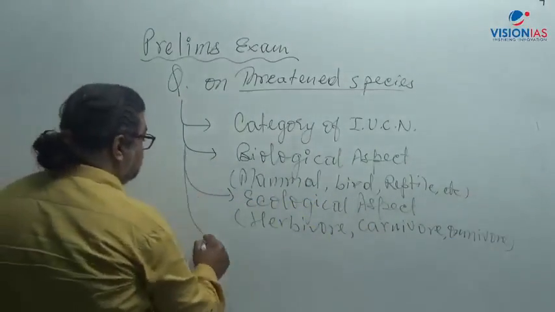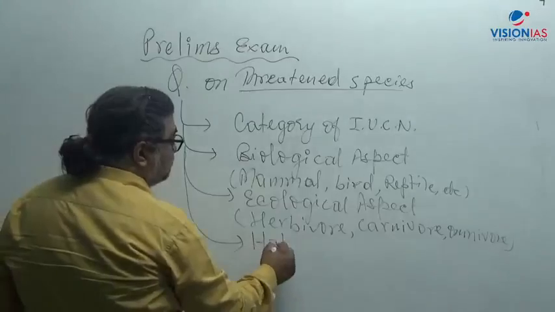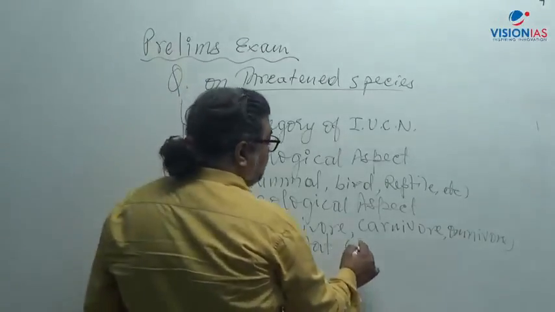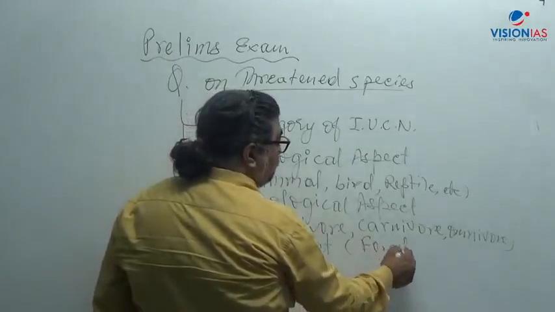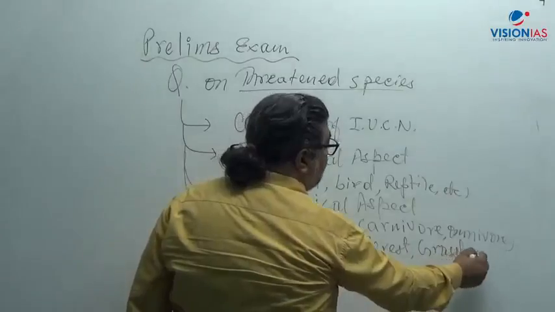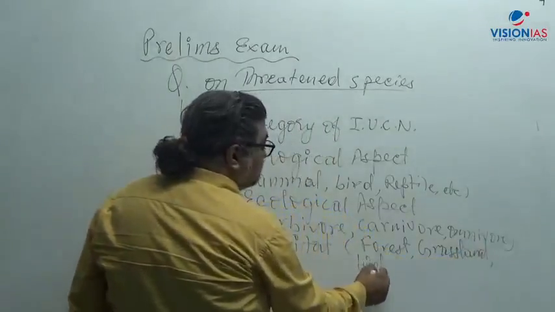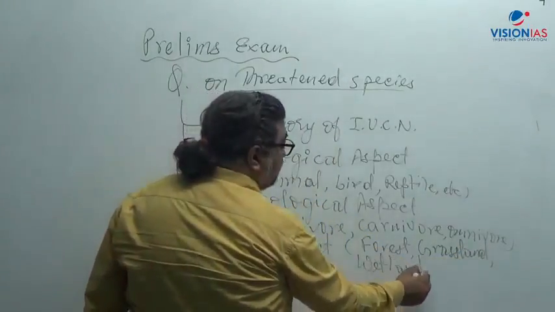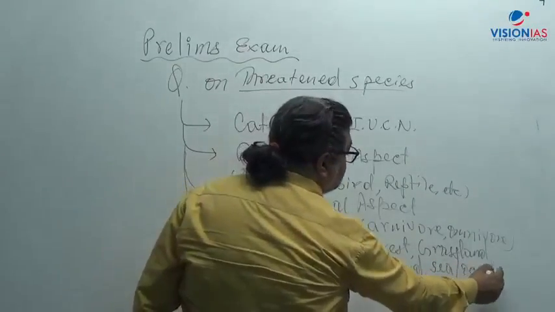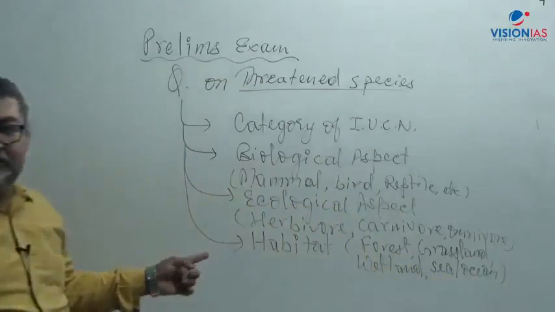Then comes habitat. What type of habitat is it found in? Like for example, is it a forest, what type of vegetation, is it a grassland, is it a lake or wetland where that particular species is found, is it a sea and ocean? So you should know the habitat, what type of habitat that particular species is found in.